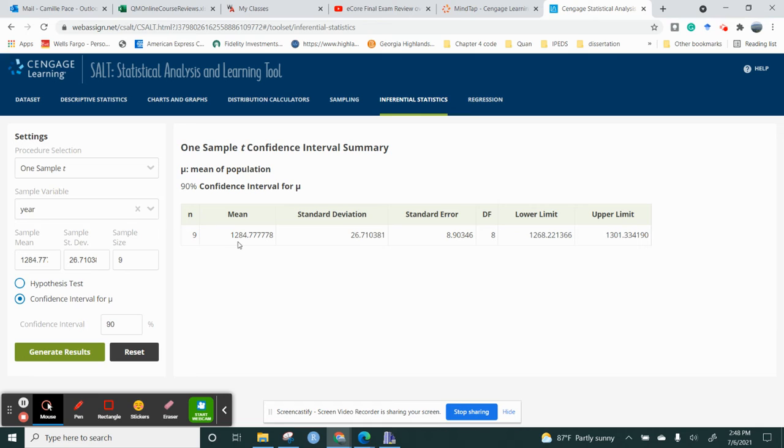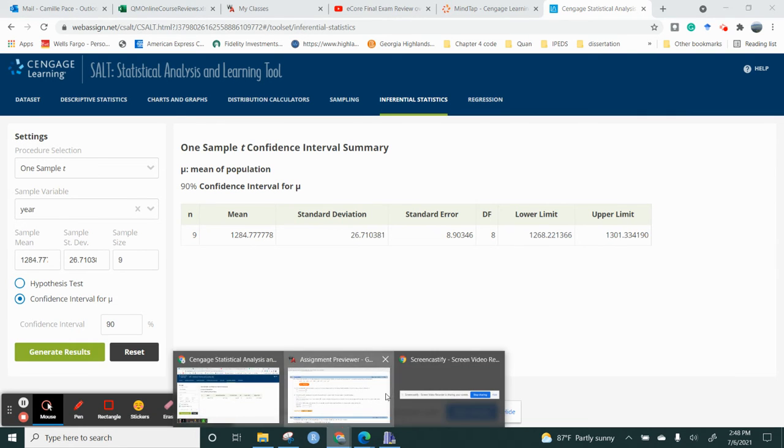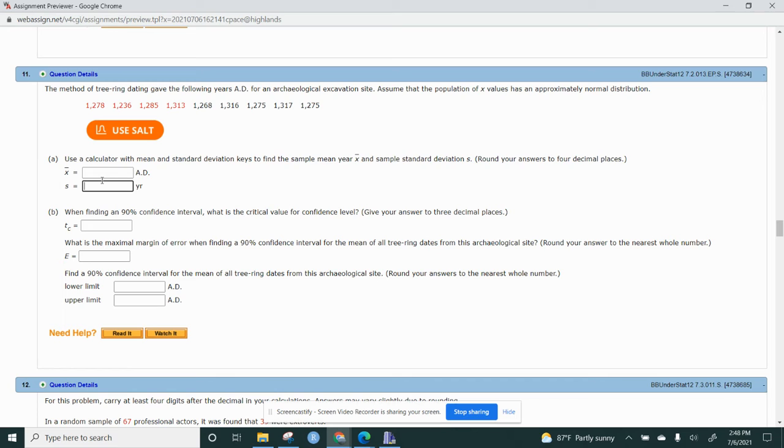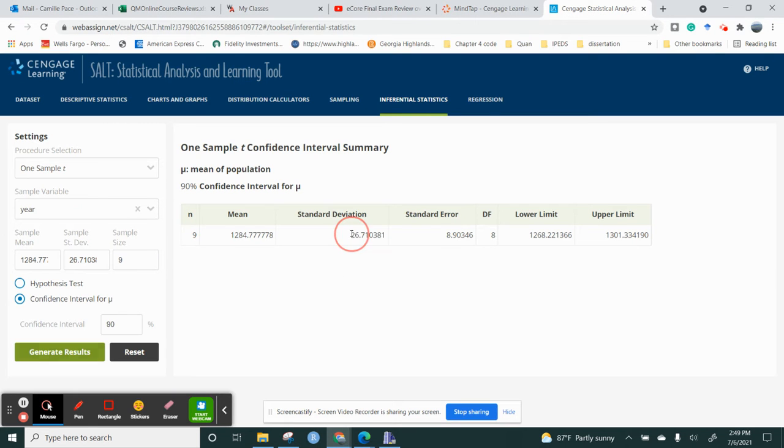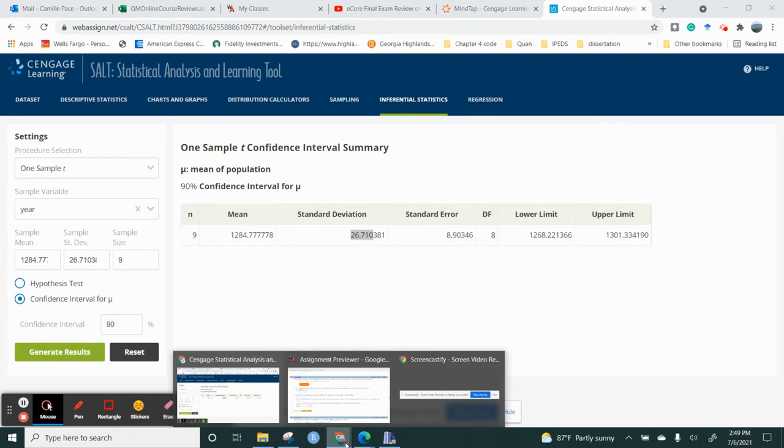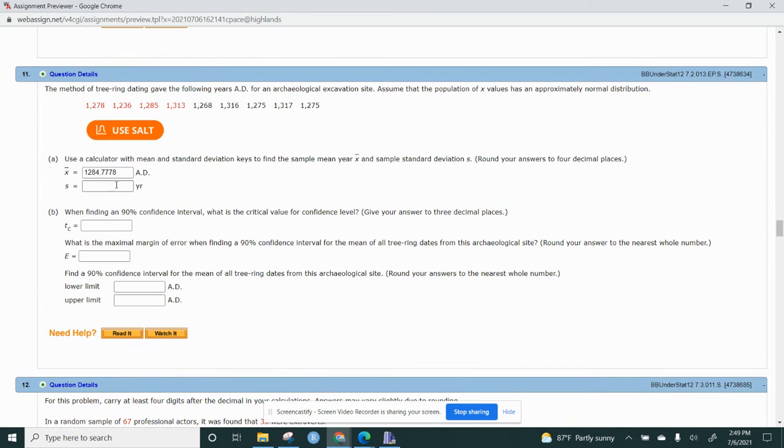Okay, so it gives me my sample mean of 1284.7778, because it wants four decimal places. So I'm going to put 1284.778. Okay, let's go back and look. And then it wants my standard deviation, and I'm going to copy this, 26.710. I'm going to have to round up, so I'm going to add a 4 on the end of it because I'm rounding up. Okay, so I have what I need.